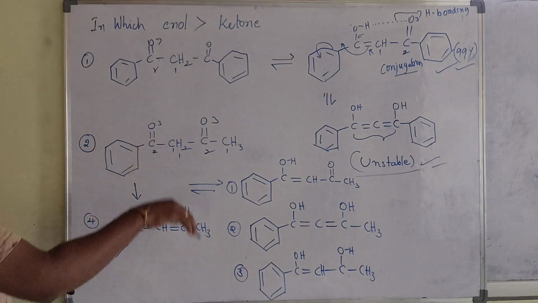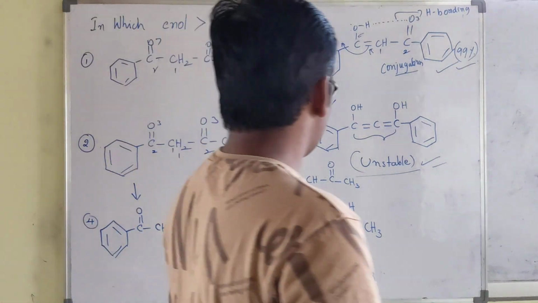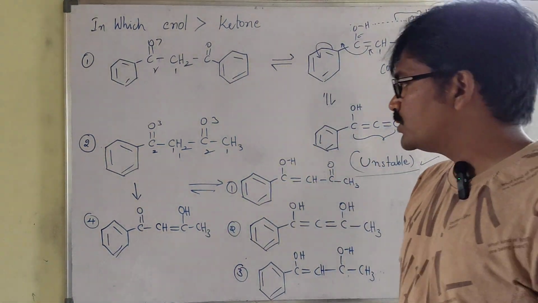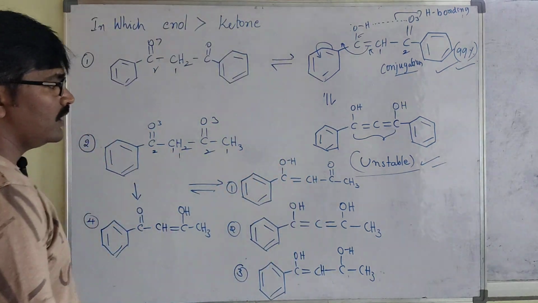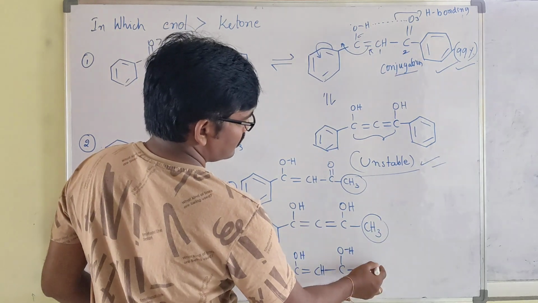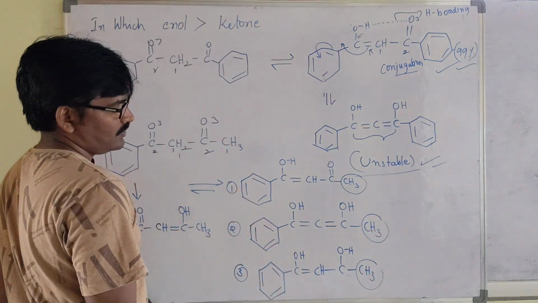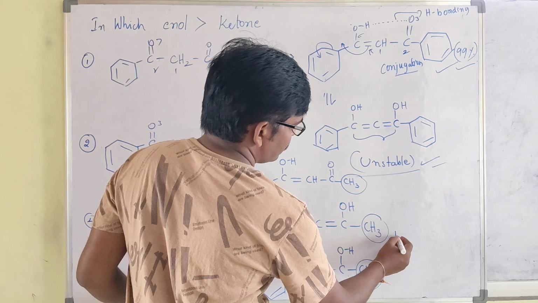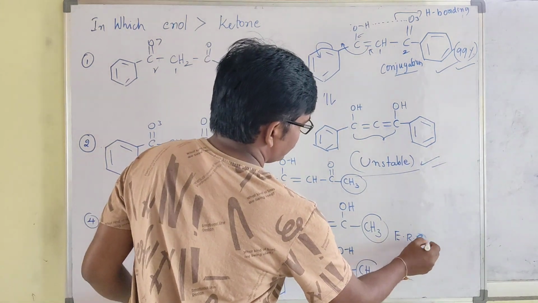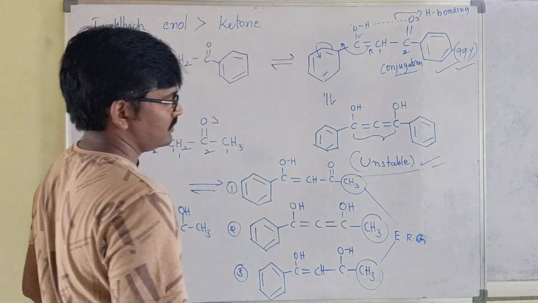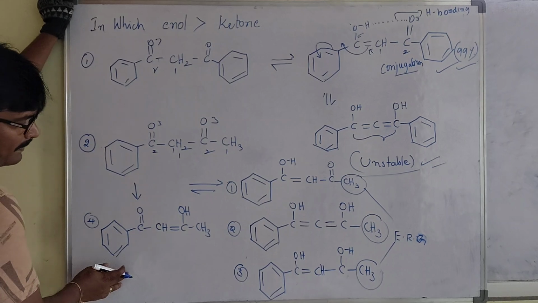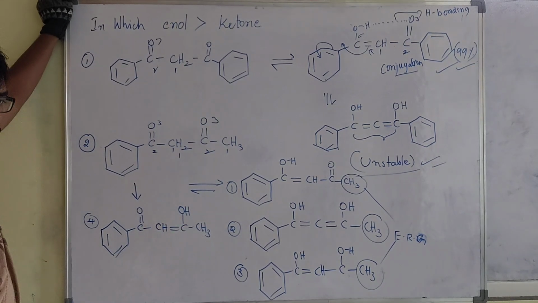So which is the most stable enol in these four enols? We have to observe that. Sir, one thing you have to observe in each and every enol molecule. One is electron releasing group is there. This is an electron releasing group. Electron releasing group. Electron releasing group. Sir, of course, here also an electron releasing group is there.